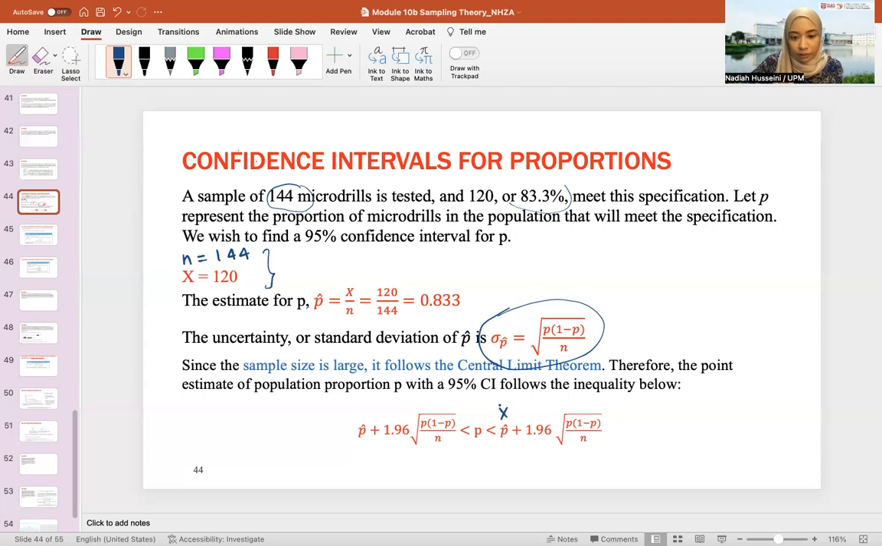Now, instead of your sample mean, we are changing this to P hat, and changing this to the standard deviation of P hat. It's just changing the elements of the inequality. So instead of mu, we're talking about P. Instead of the sample mean X, we're talking about P hat. So P hat is like the sample mean, and P is like the population mean, or the point estimate of the population.